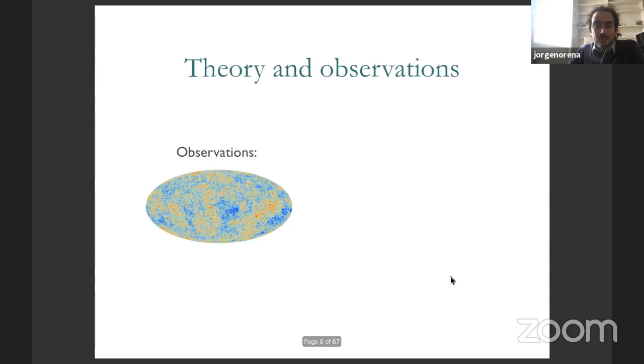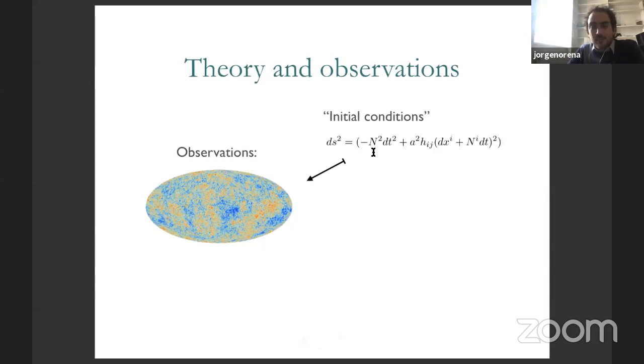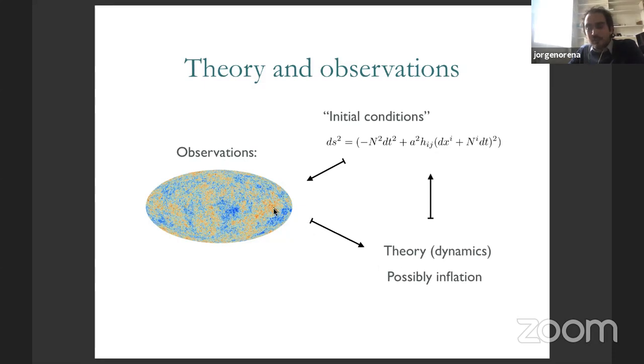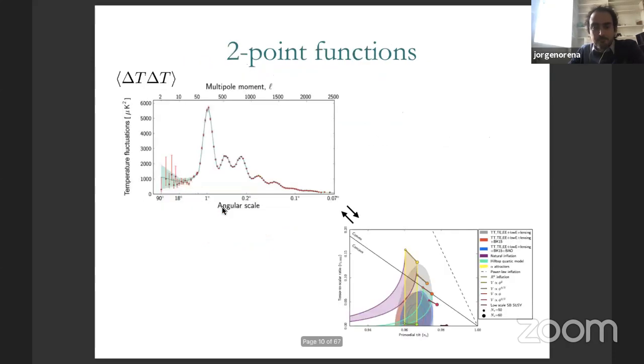And we have learned a lot. Of course, the name of the game is to compare observations with theory. So we have observations and you can try to model them using Boltzmann codes like CAMB or CLASS, CMBFAST, starting from some initial conditions that are generated during inflation. So you have some theory, you compute these initial conditions, and then you evolve them to compare to observations. And in this way, you learn about the theory by using those observations.